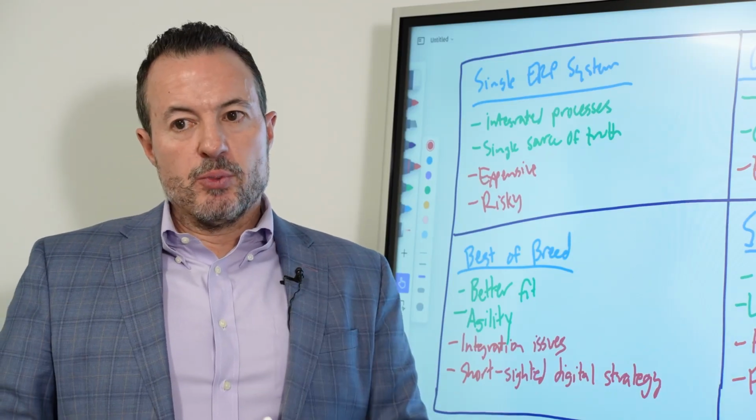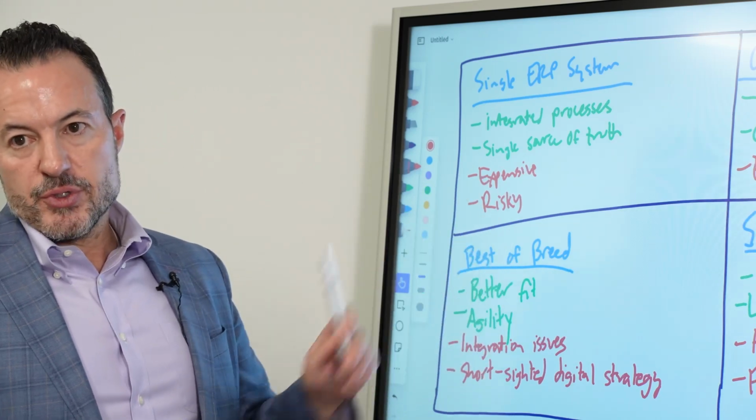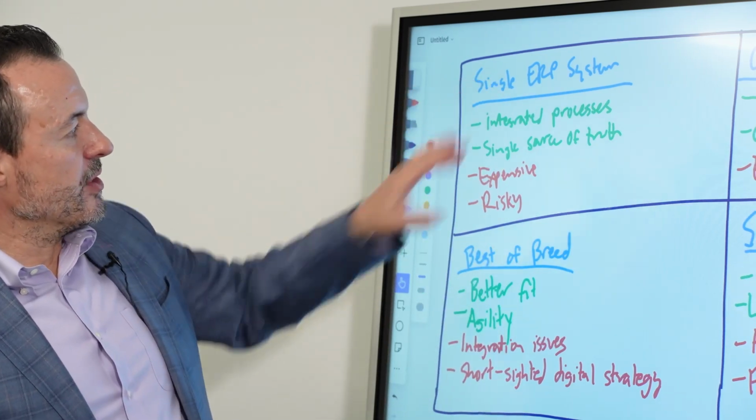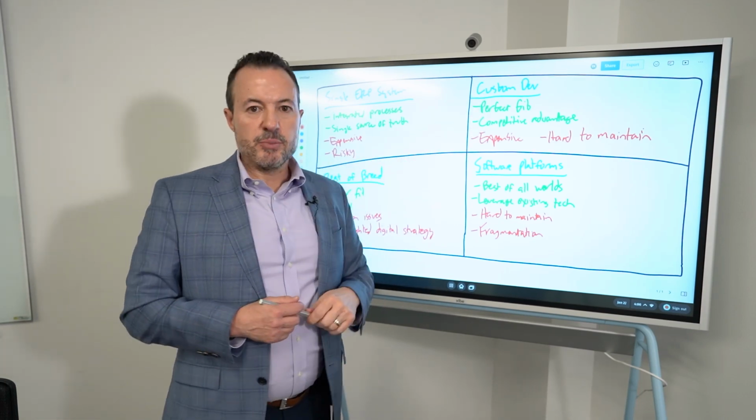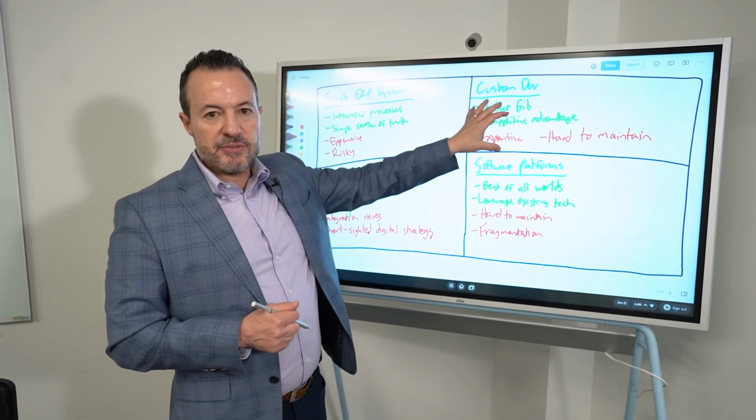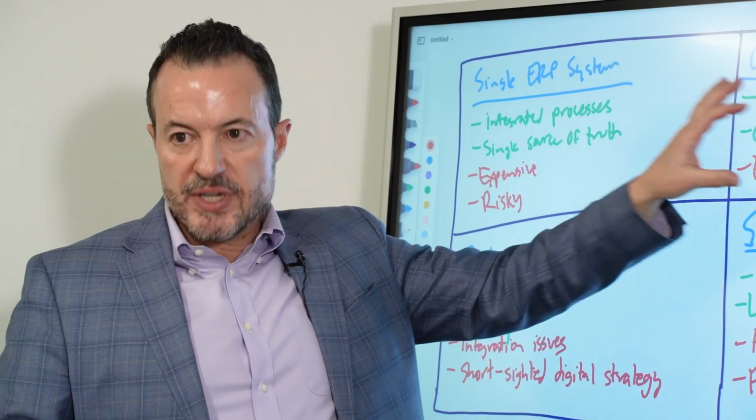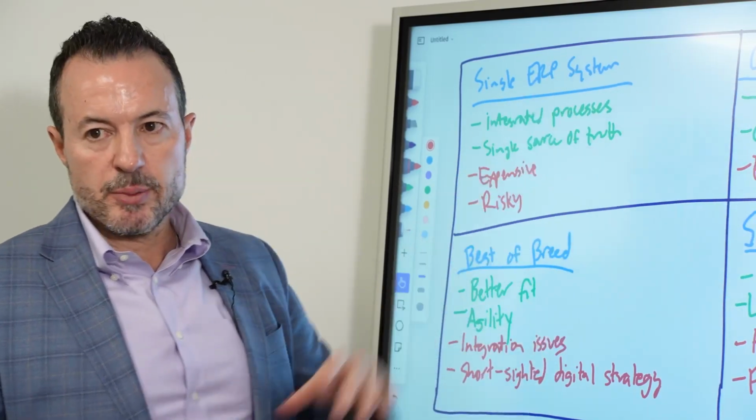Now, one thing that's really important to point out is that you don't have to choose just one solution. You might find that you're going to lead with a single ERP approach, but you might augment it with a custom dev approach where you're going to take some of your areas of competitive advantage, very isolated. You're going to invest in some custom development to bolt onto your ERP system.